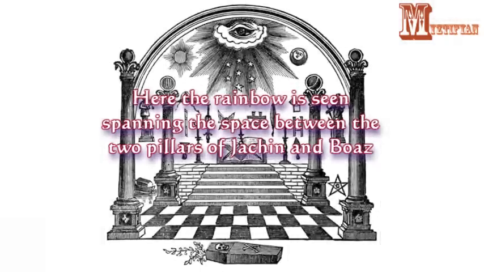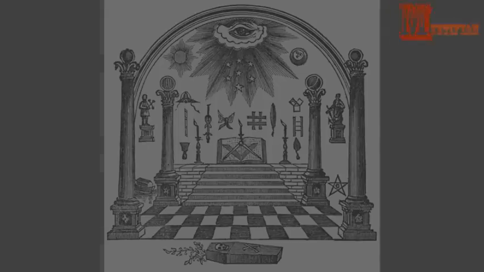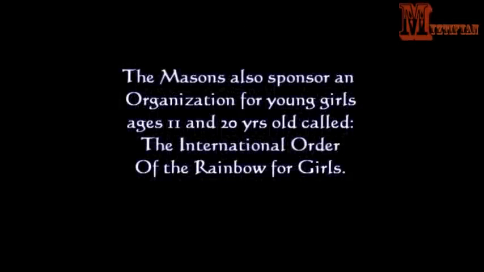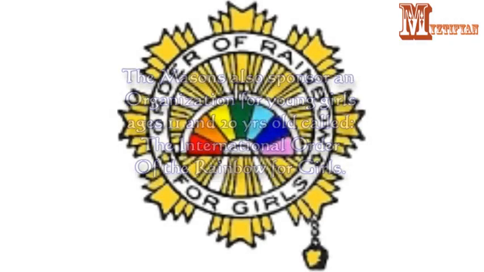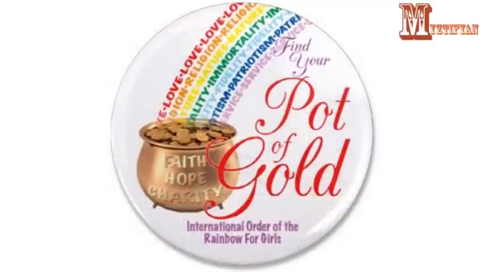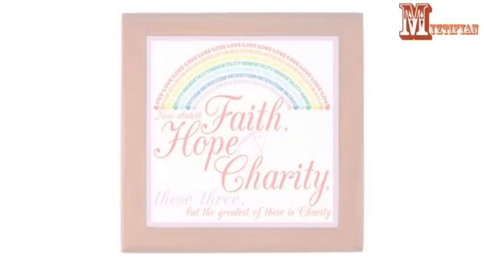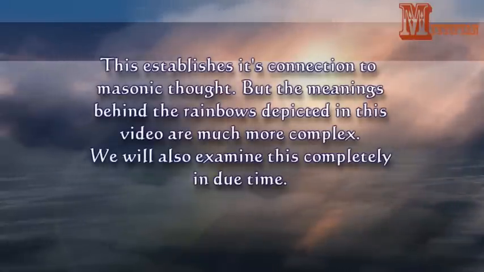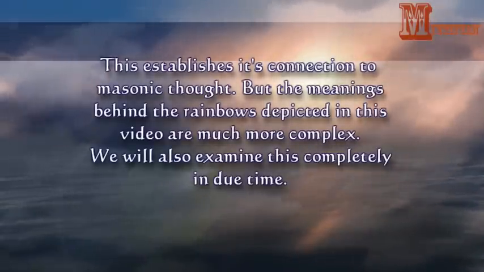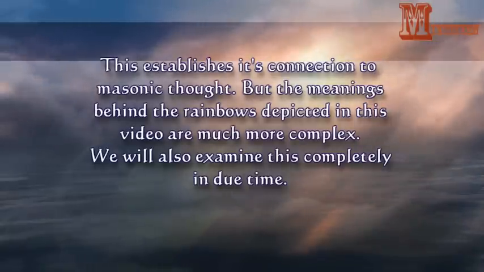Here the rainbow is seen spanning the space between the two pillars of Jachin and Boaz. This establishes its connection to Masonic thought, but the meanings behind the rainbow depicted in this video are much more complex. We will also examine this completely in due time.